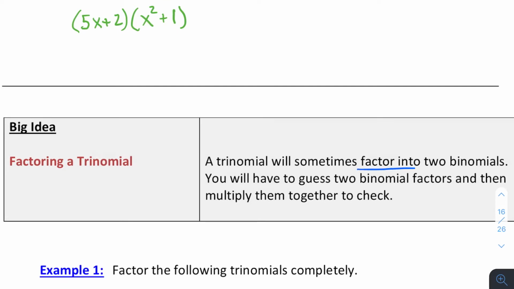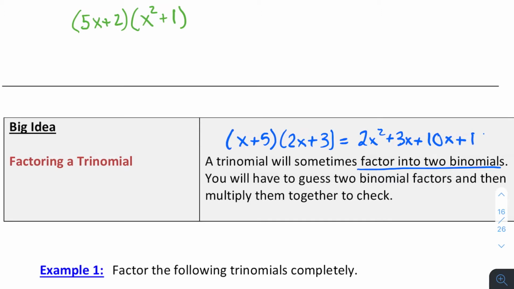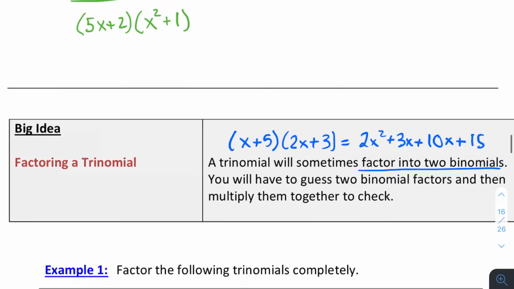So what we're doing today is taking a trinomial and seeing if it'll factor into two binomials. So we've done a lot of multiplying two binomials together. If I give you something like x plus 5 times 2x plus 3, you know that you have to use distributive property and multiply it together. So you're going from two binomials to a trinomial with three terms. Factoring a trinomial is essentially going backwards.